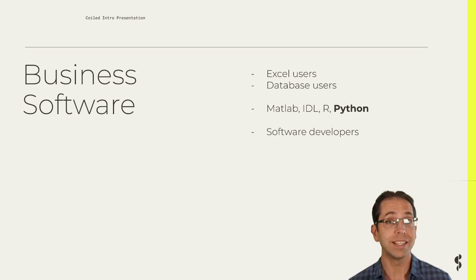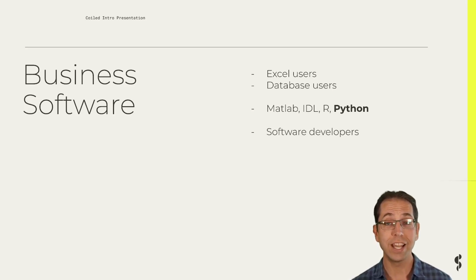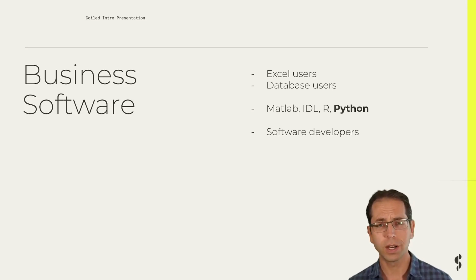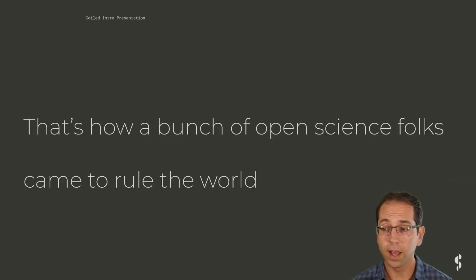And a scientist is actually a pretty good proxy for a data scientist. And so there was a decade or two decades of product development and marketing and all these things that we now think of today. They were already done in Python. And there was a really mature technology stack that could solve a lot of really critical business problems in the data science machine learning space. So that's how a bunch of open science folks came to rule the world.